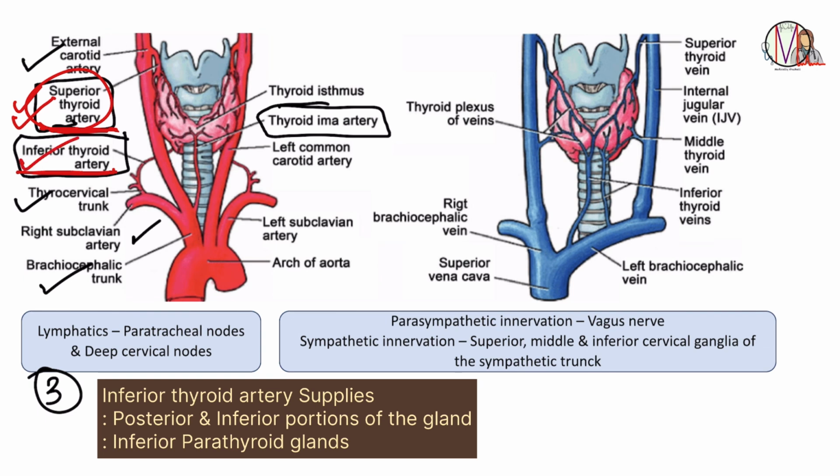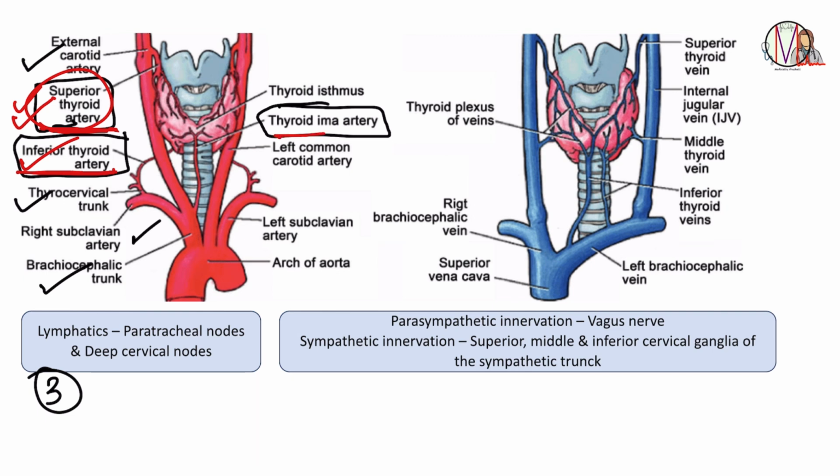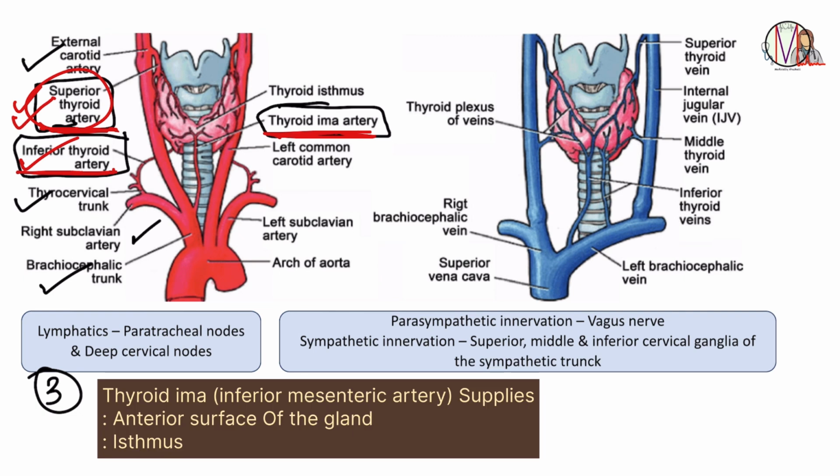Again, repeat. The inferior thyroid artery supplies the posterior and inferior portions of the gland and the inferior parathyroid glands. And the thyroid IMA supplies the anterior surface and isthmus. Repeat. The thyroid IMA supplies the anterior surface and isthmus. Done with arteries. And if not, then I would suggest you pause the video and write it on a paper once, twice, or maybe thrice. But try to finish the remembering parts wherever possible so that at the end you'll have it somewhere in your memory and you just have to brush it off.